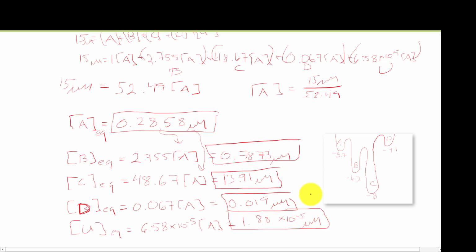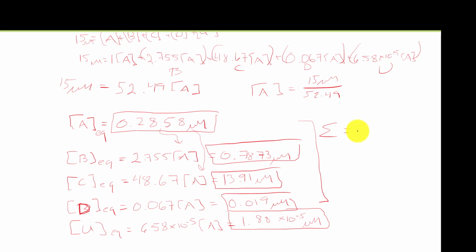Okay, so there are our 5 equilibrium concentrations. If you recall our little picture from before, C was the lowest in energy, followed by B, followed by A, followed by D, and followed by U. So we can add these all up. Let's see if these add up to 15. The sum is going to equal 0.2858 plus 0.7873 plus 13.91 plus 0.019 plus 1.88 times 10 to the negative fifth. I got 15.00. Of course, if you did any rounding here and didn't round exactly, you might get something even larger than 15. That's just a rounding error. That looks good though. 15.00.